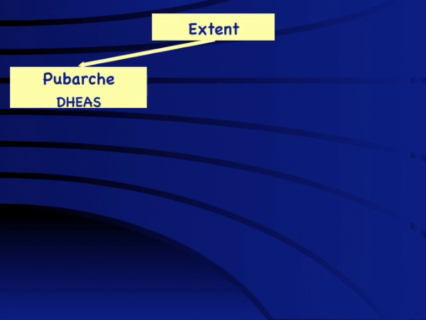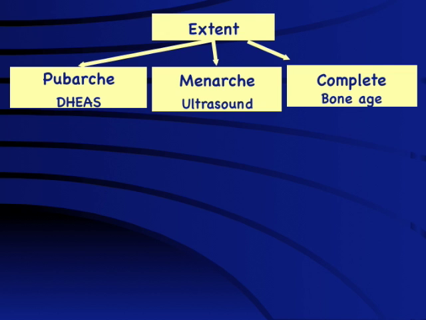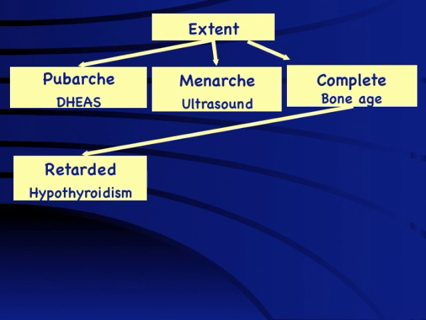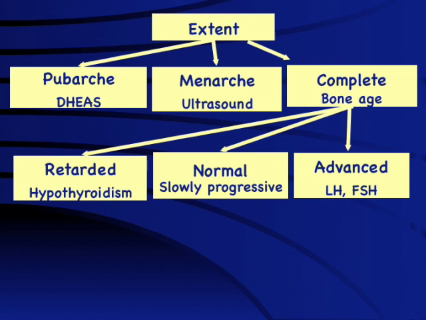So just to summarize the evaluation of precocious puberty in girls, look at the extent. If it's just pubarche, look at adrenal causes. If it's vaginal bleeding, look at local causes. If it's complete, what is the bone age? If bone age is retarded, it's the classic case of hypothyroidism. Normal bone age would indicate a slowly progressive form in which we don't need to be very aggressive in terms of evaluation and management. If it is advanced, look at LH-FSH levels.